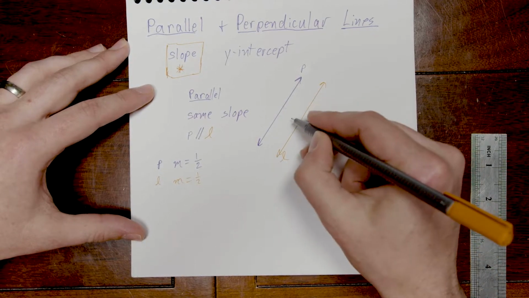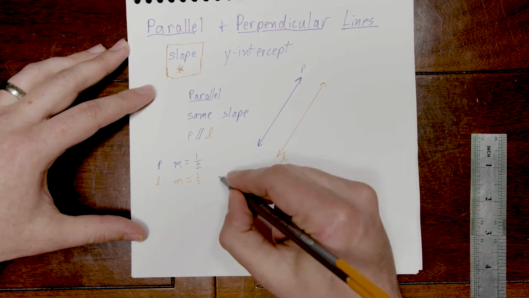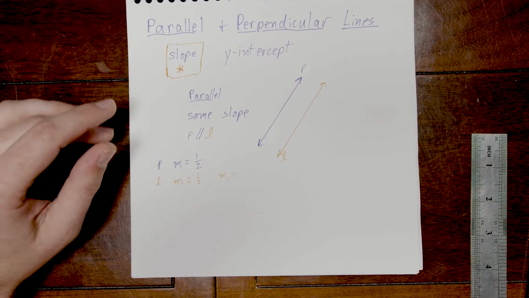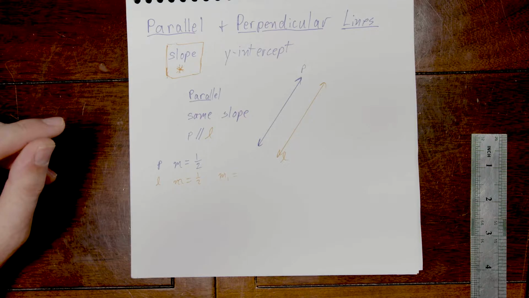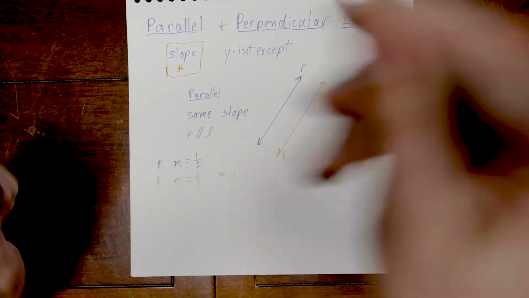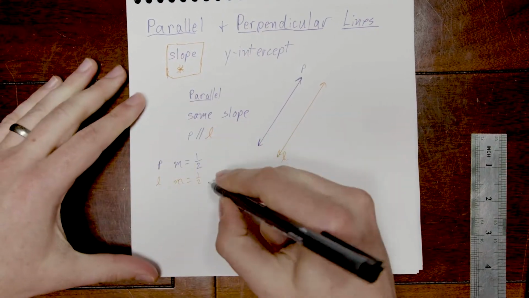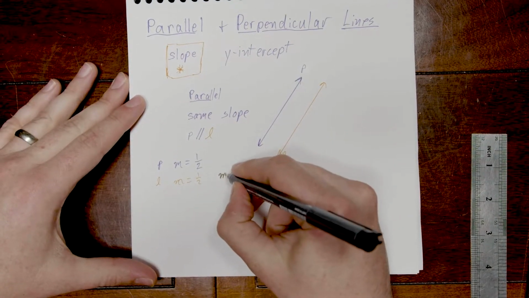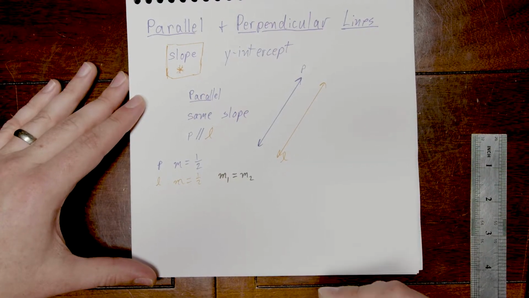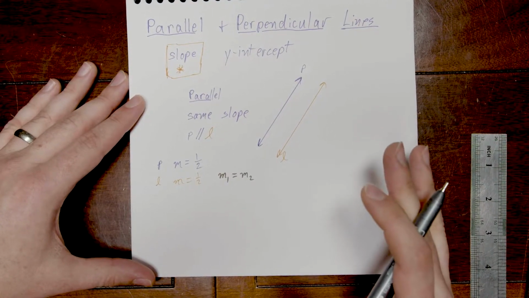The two slopes are equal. M1 equals, I should do this in a totally different color. Just go with straight up black. We'll do something kind of boldish. For parallel lines, M1 equals M2. That's the important bit here.